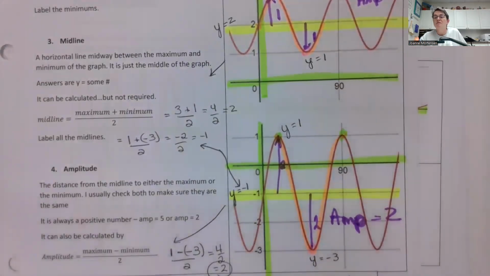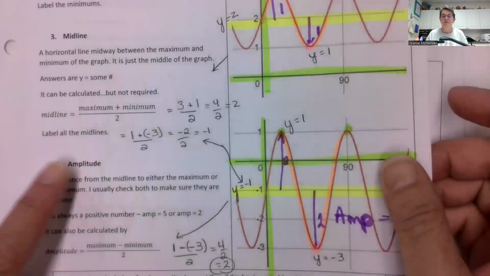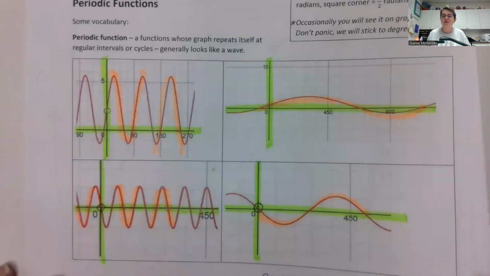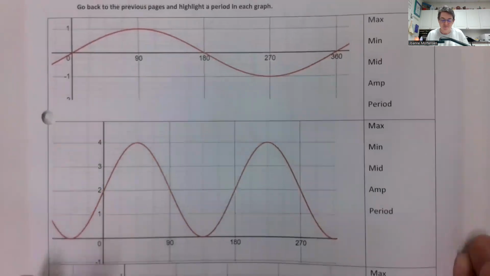Tell me this is not the most fun you've had in math. Come on, admit it. This is easy. You're going, it's going to change. Yes, of course it is. But for now, let's be happy with the graphical analysis and our vocabulary. We're talking about period. Sorry about the boops.